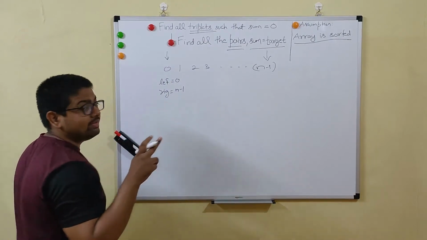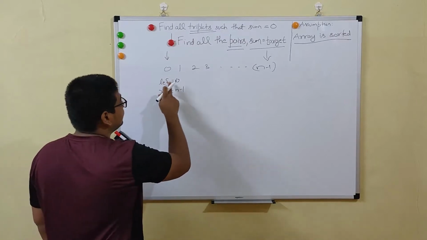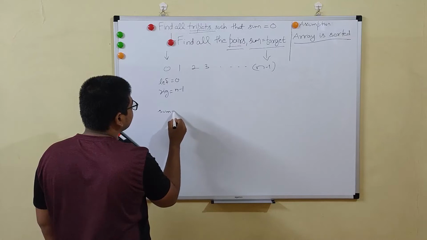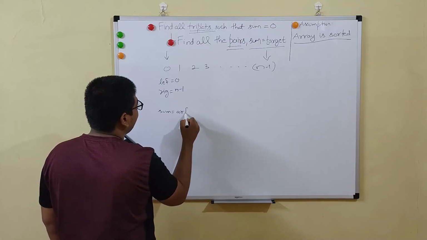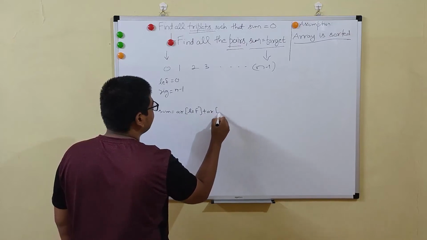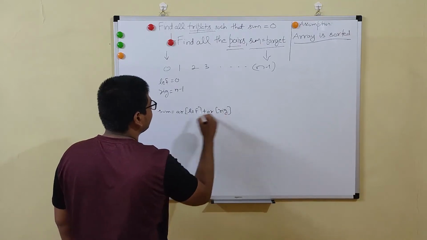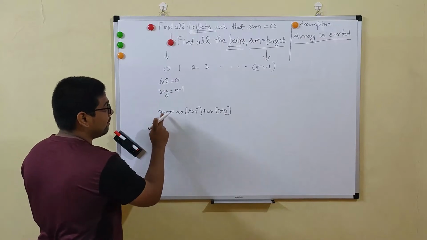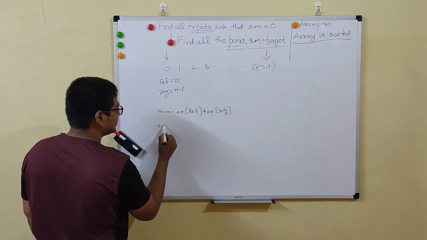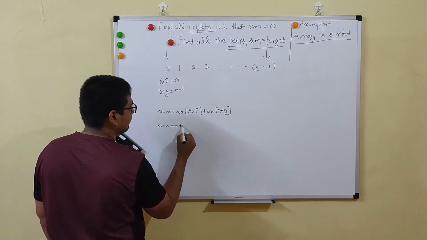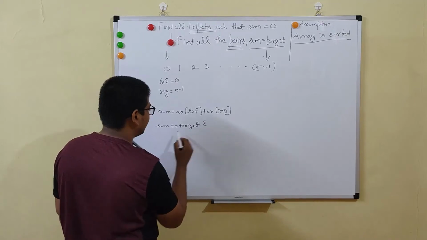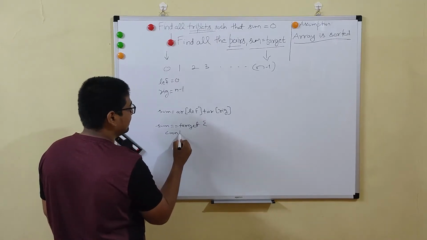At each and every point, we have to calculate the sum at these two indexes. So sum here is equal to array of left plus array of right. Then we have to compare this sum with our target. If our sum is equal to target, then we have hit the jackpot. We simply have to increment our count.